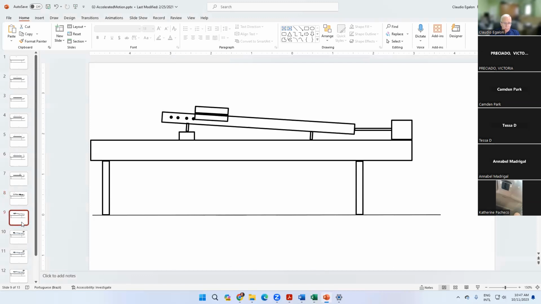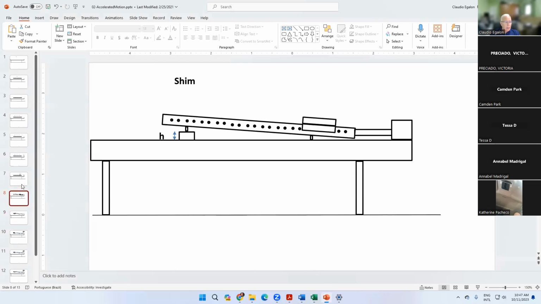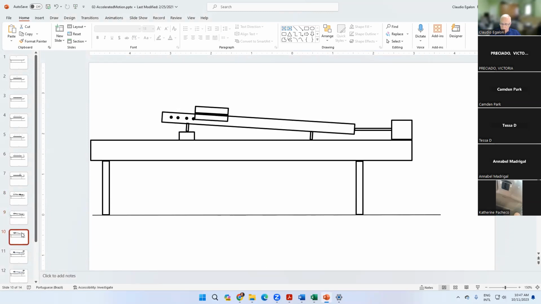Okay, and what else do we need? Okay, I'm going to bring my cart to the top of the track. That's exactly how we do in the experiment. Okay? And we are going to release this cart. Let's see what else I have here. Oh, yeah, okay.